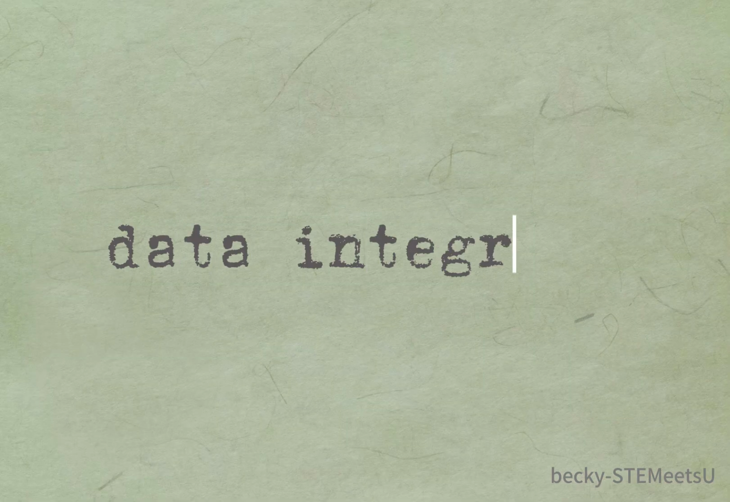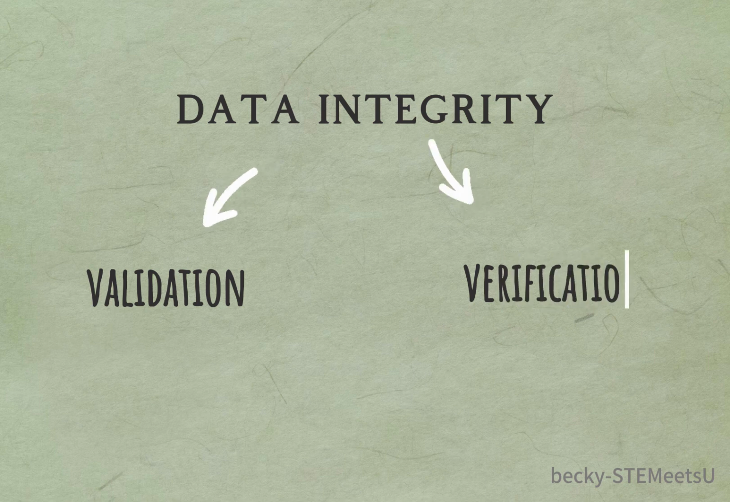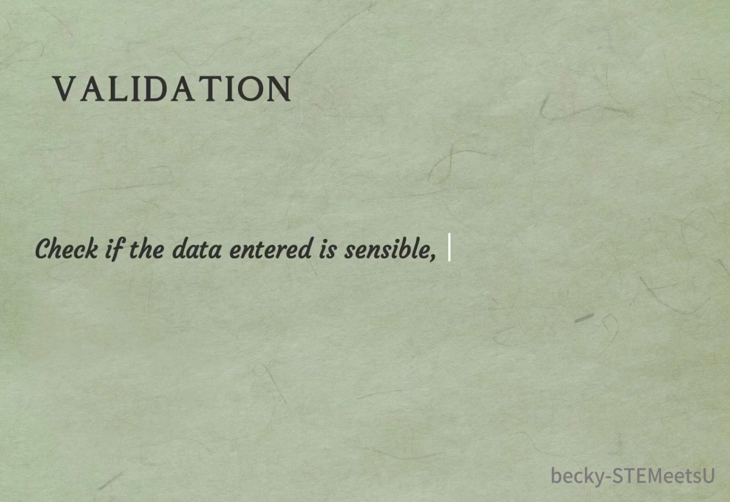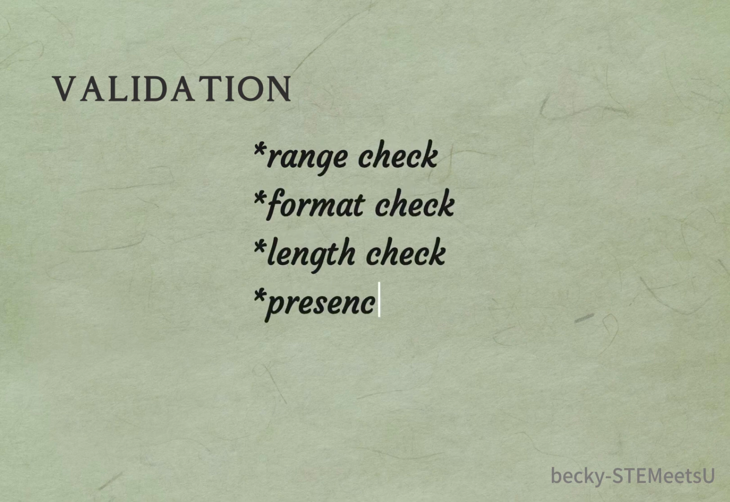Then let's go to the data integrity part. Actually, data integrity is separated in two parts. One is validation and another one is verification. So what is validation? Validation checks if the data entered is sensible, reasonable, or acceptable. There are several types of validation. One is range check, format check, length check, or presence check, and so on.